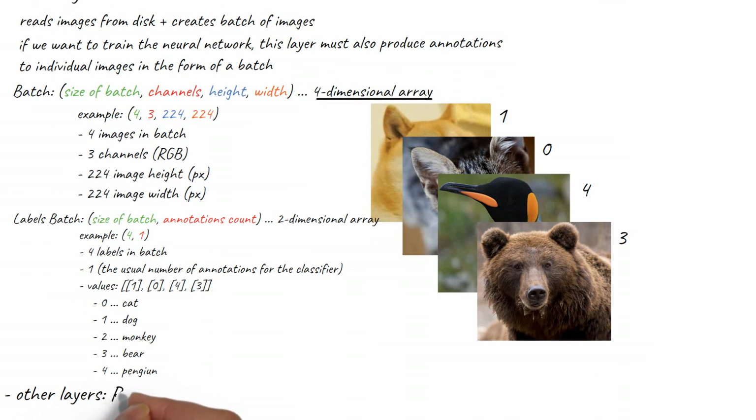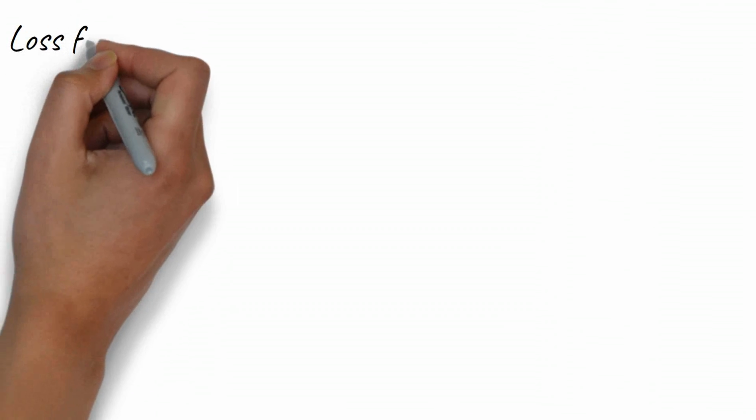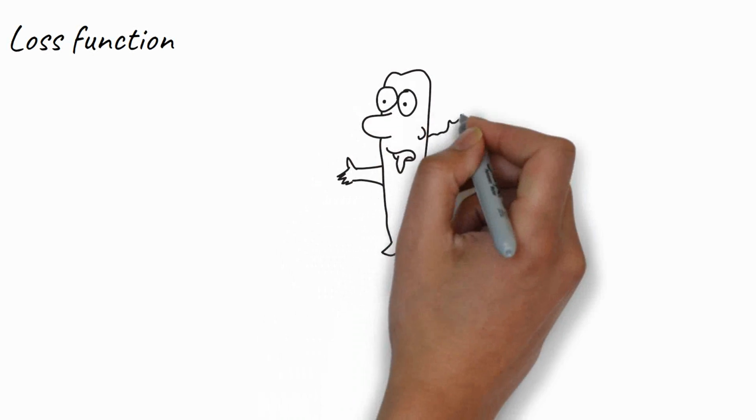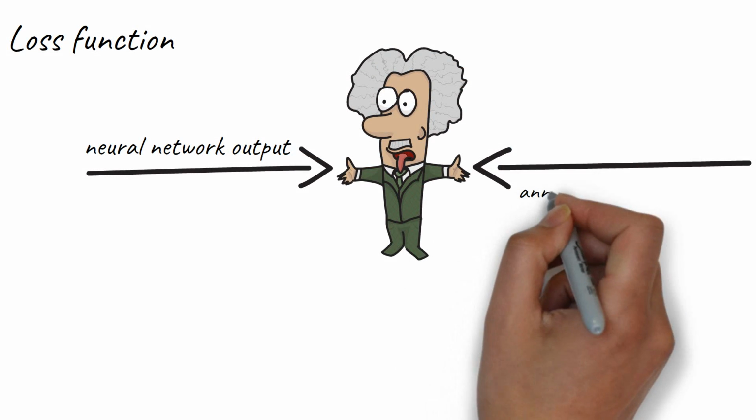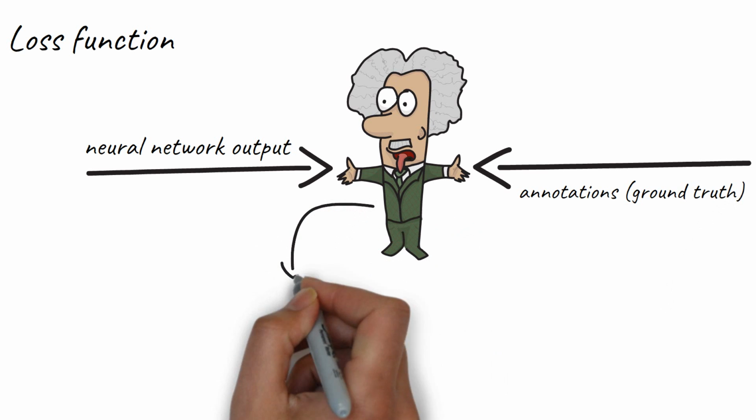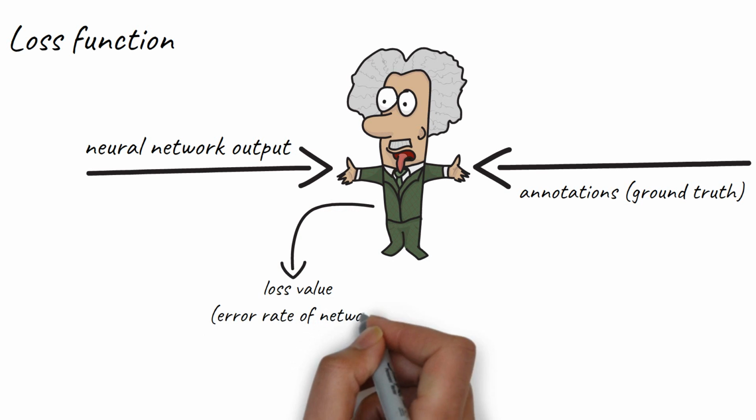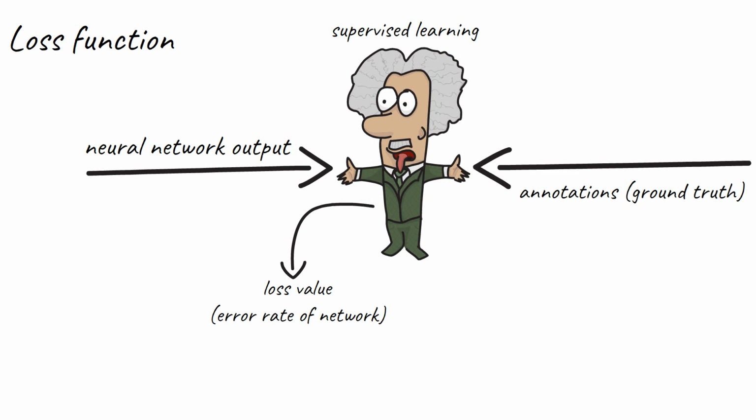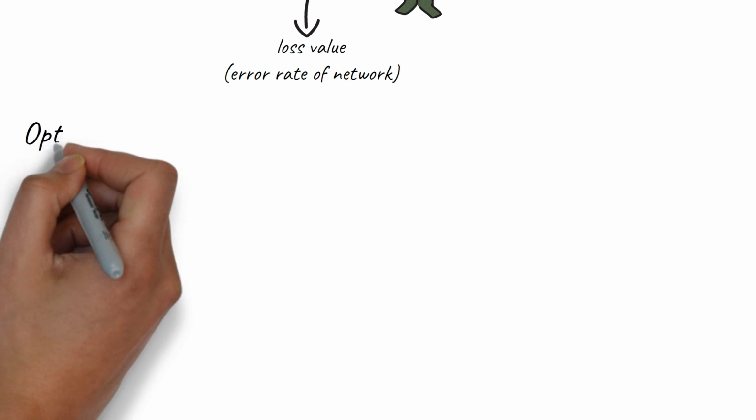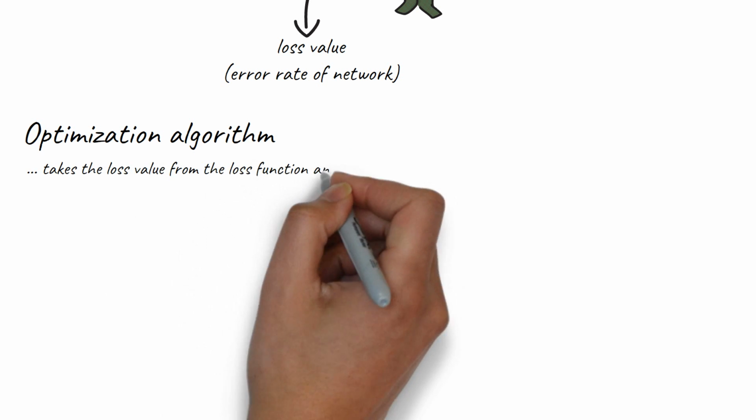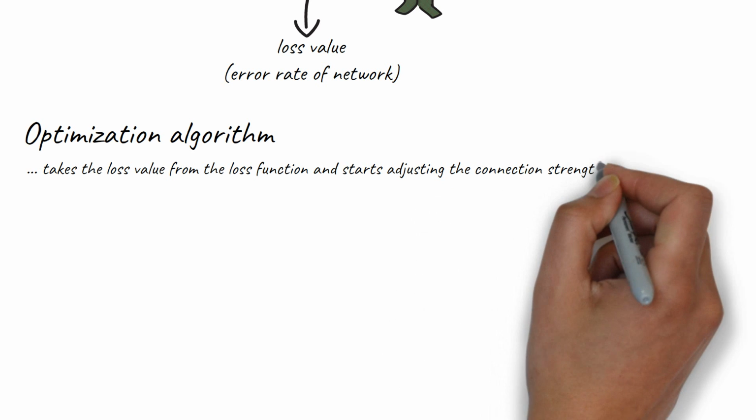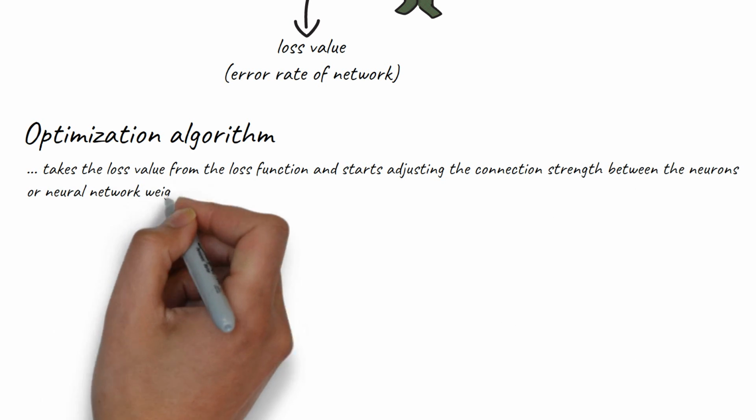There are still many other layers, but the ones we talked about so far will be enough for our neural network. To train a neural network, we will need a teacher. He will evaluate the error rate or loss value of the network based on its outputs and corresponding annotations. This whole approach is called supervised learning. The last puzzle piece is an optimization algorithm that takes the loss value from the loss function and starts adjusting the connection strength between the neurons, or neural network weights.